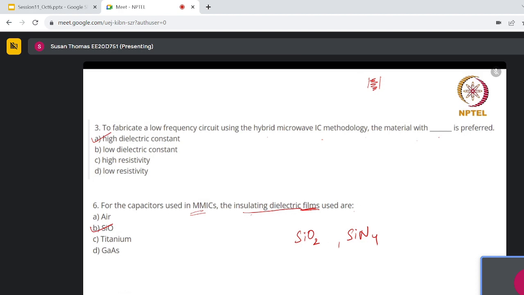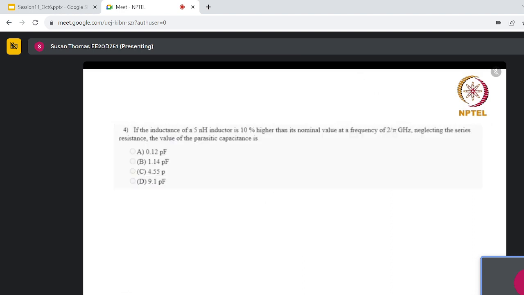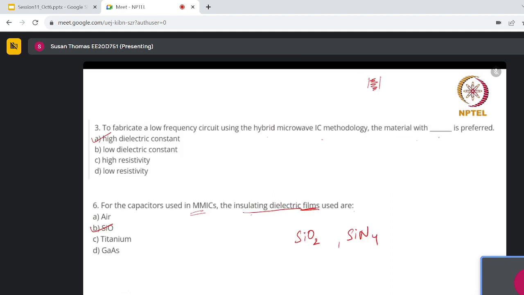So I have one question. Is there a drawback with the monolithic microwave integrated circuits? This is a general question. You can comment on this. What is the drawback of monolithic microwave integrated circuits?